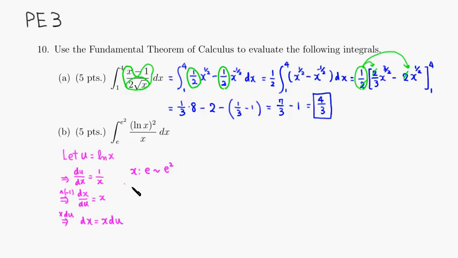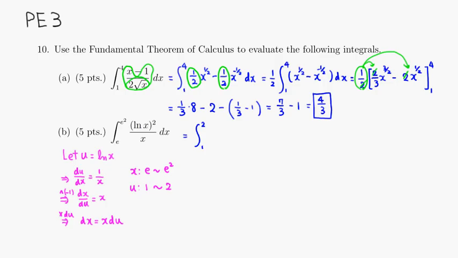If you convert that to u values, you just have to plug it into the substitution equation. Natural log of e is 1. Natural log of e squared is 2. So we can rewrite this integral as an integral from 1 to 2 instead of e to e squared.